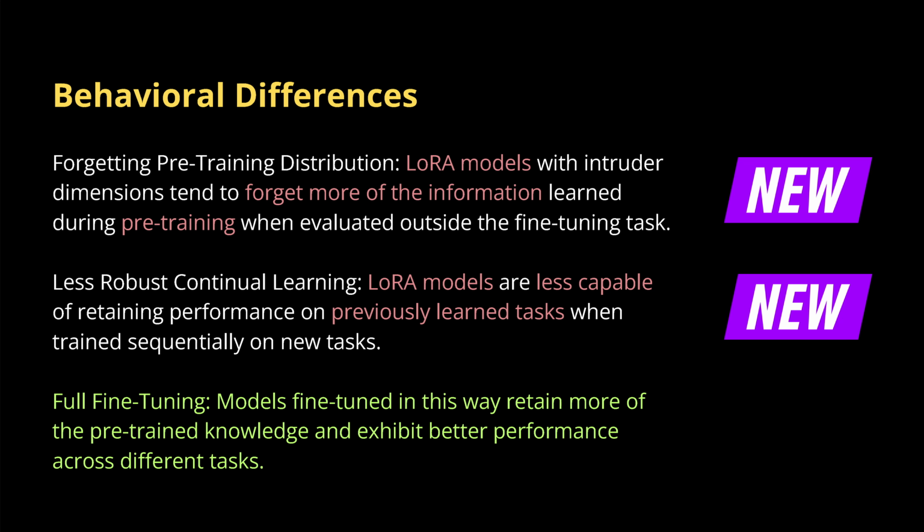Because of two new insights: compared to the pre-trained distribution, those special LoRA models with those new dimensions tend to forget more of the information learned during the pre-training phase of the LLM when evaluated outside of this very narrow fine-tuning task. Plus, they are less robust for continual learning exercises. So those models are less capable of retaining performance on previously learned tasks. Now, these are new insights that are quite massive because this limits the use of LoRA models.